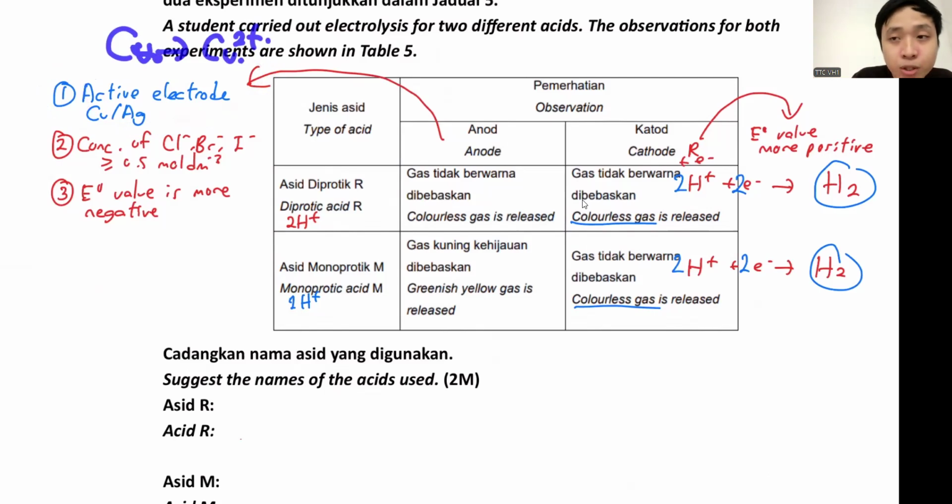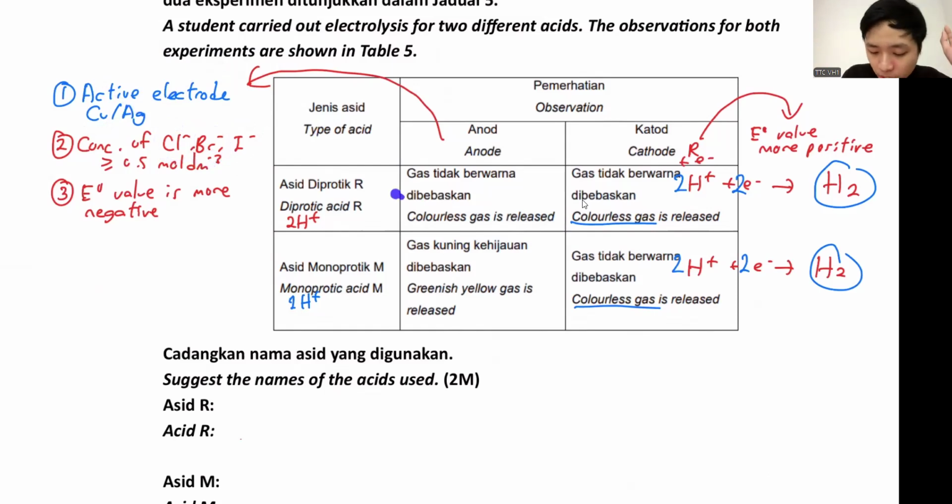So the electrode will dissolve, it becomes thinner. This one is the same. The electrode dissolves, becomes thinner. So nothing to do with gas released. It's just the electrode becoming thinner. So it's like the first factor is already out, isn't it? Already out. Second, Cl minus, Br minus, I minus.